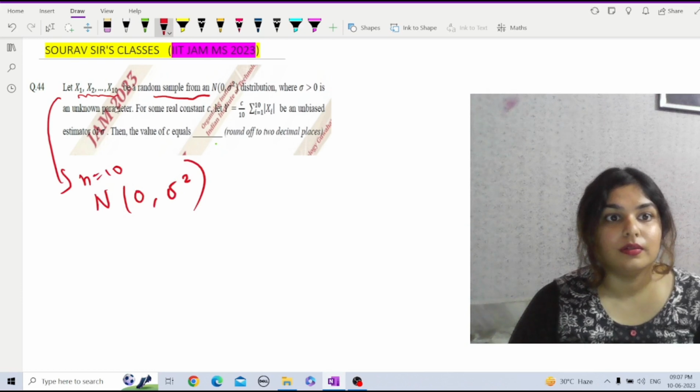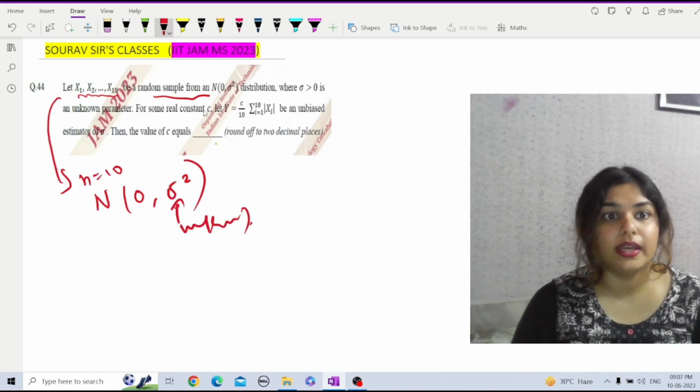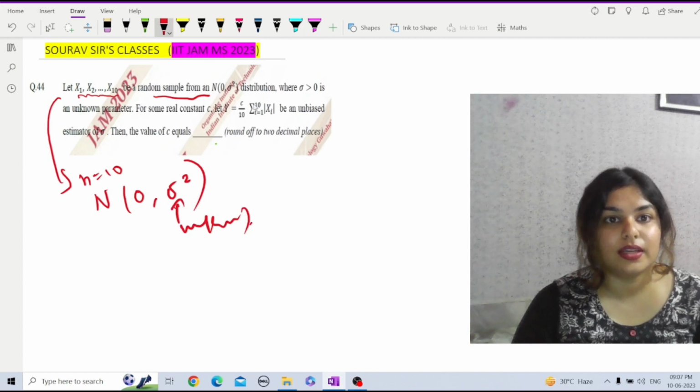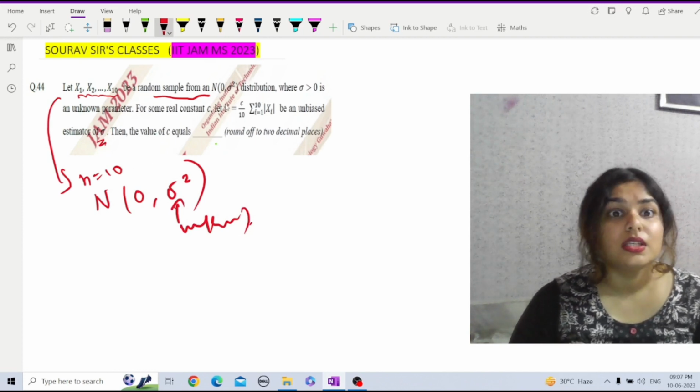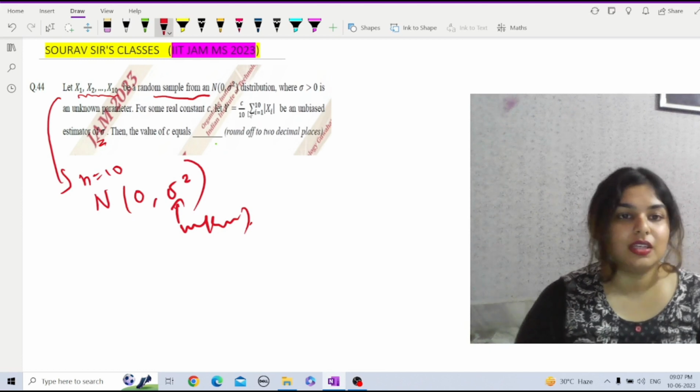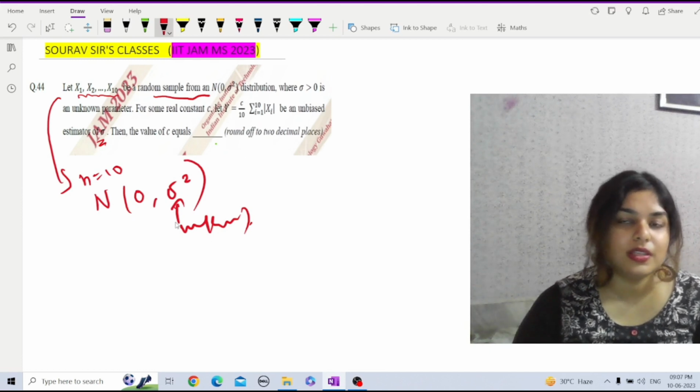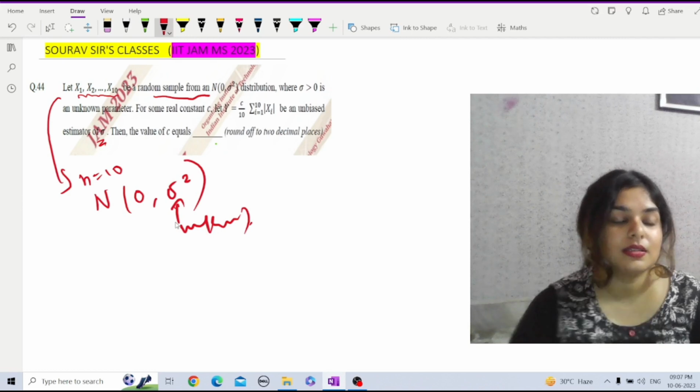So here sigma is unknown. For some real constant c, let y equal c by 10 times the sum of mod xi, be an unbiased estimator of sigma. Very good. So we have to find out the value of c. All right, so first things first. Let us start here.